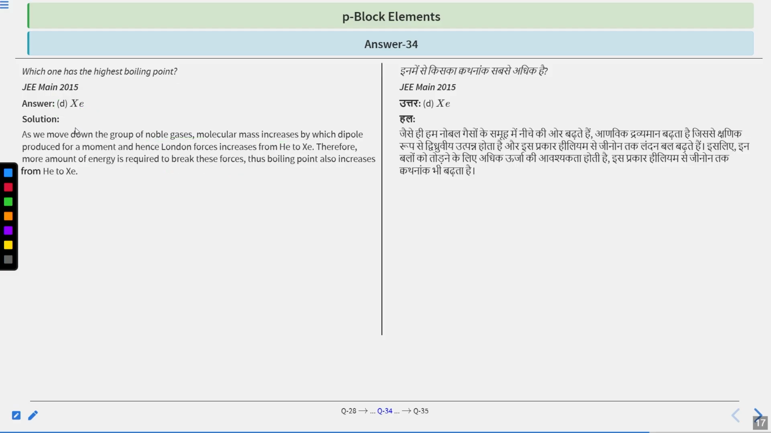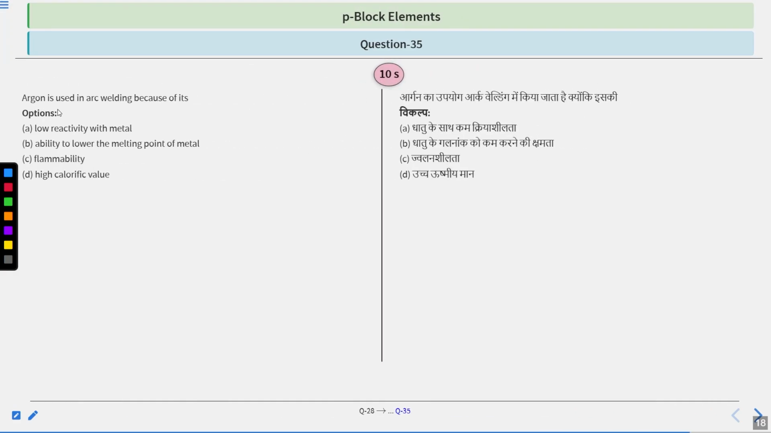Okay, let's move to the next question. Question number 35. Argon is used in arc welding because of which property? Options are low reactivity with metal, ability to lower the melting point of metal, flammability, or high calorific value. You have 10 seconds to solve this question. After that, we will see the answer.